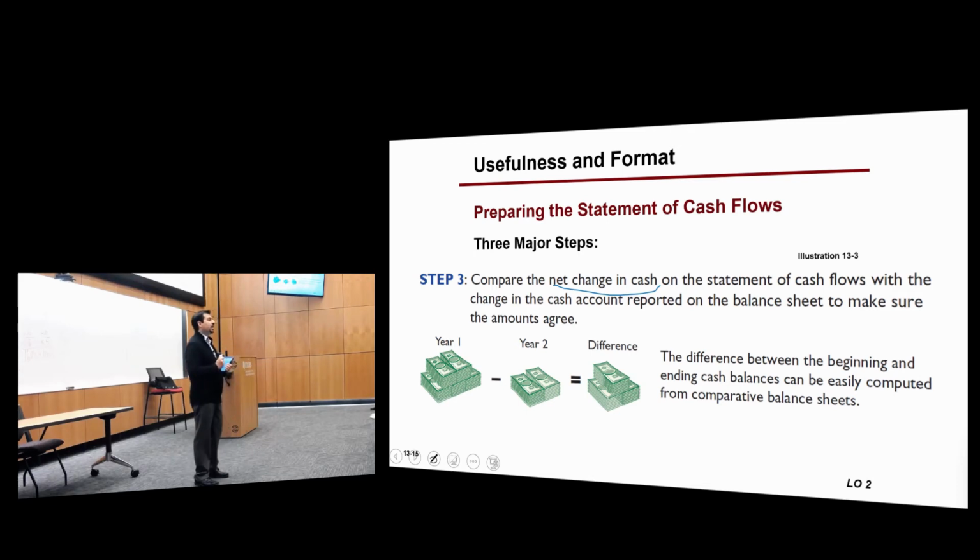You look at it and you compare that change to the change in the cash balance on the balance sheets. That's a nice thing because it gives you a way to calculate and to verify that you've done it correctly. Because if you have a net change in cash that does not equal the net change in the cash balance on the balance sheet, that means you made a mistake. You can go back and try to find it out. Okay?